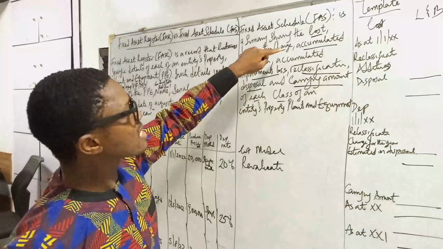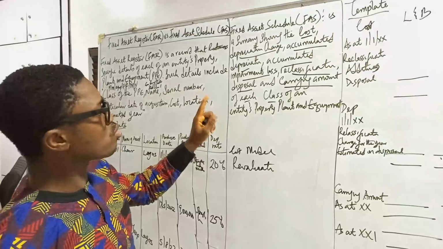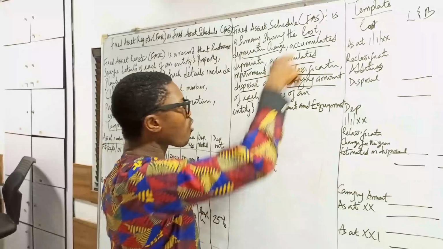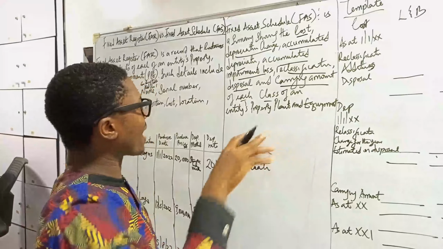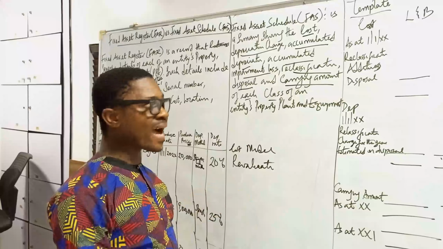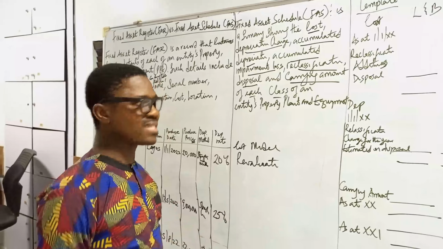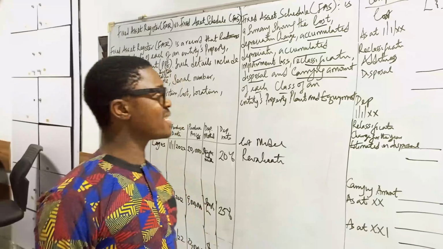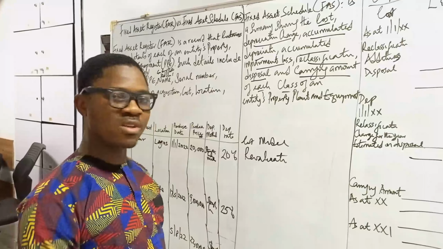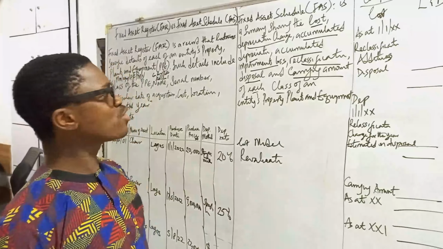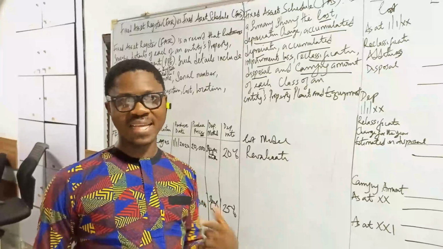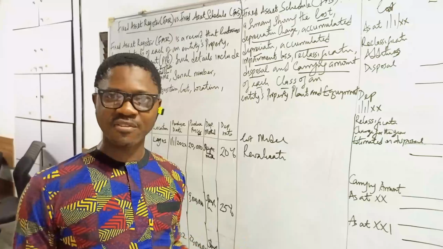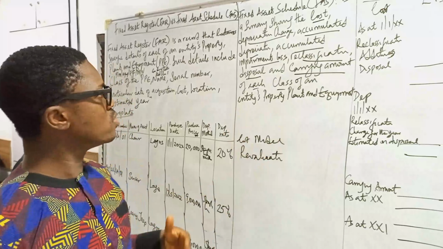So fixed asset schedule helps to show the summary of the cost of the assets per class of asset, the depreciation charge for the period per class of asset, the accumulated depreciation per class of asset, and the accumulated impairment loss per class of asset. And should there be reclassification of an asset, say for example an asset was under furniture and it was reclassified, the entries will show that.